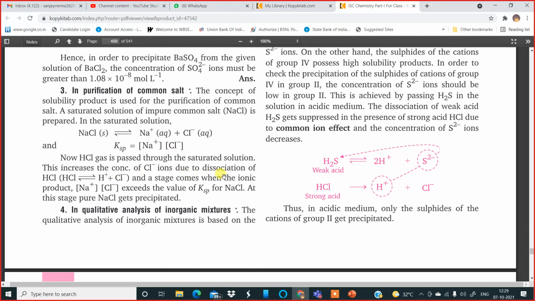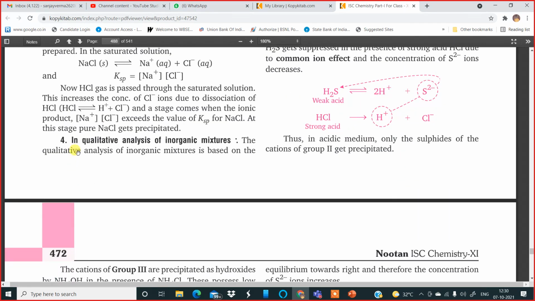Due to dissociation of HCl, the stage comes when the ionic product becomes higher than the value of Ksp for sodium chloride. Due to this, the pure sodium chloride gets precipitated and the impurities are separated in this manner. The most important application of solubility product is in qualitative analysis of inorganic mixtures, in separating the cations in group 1, group 2, group 3, group 4, group 5.